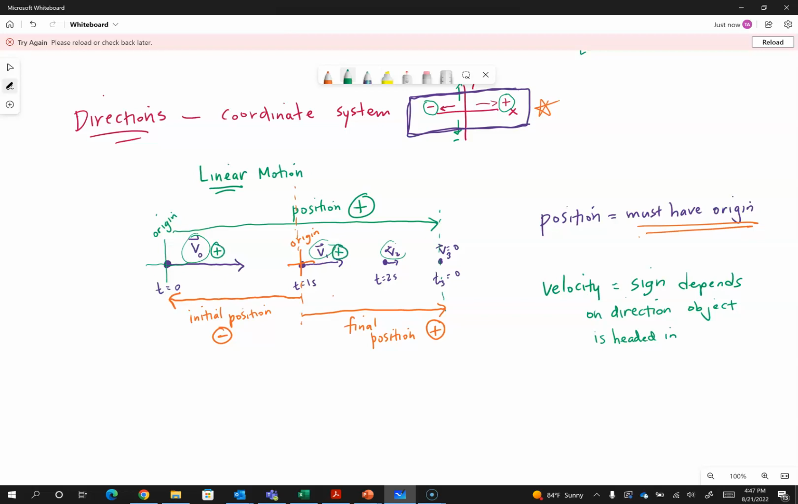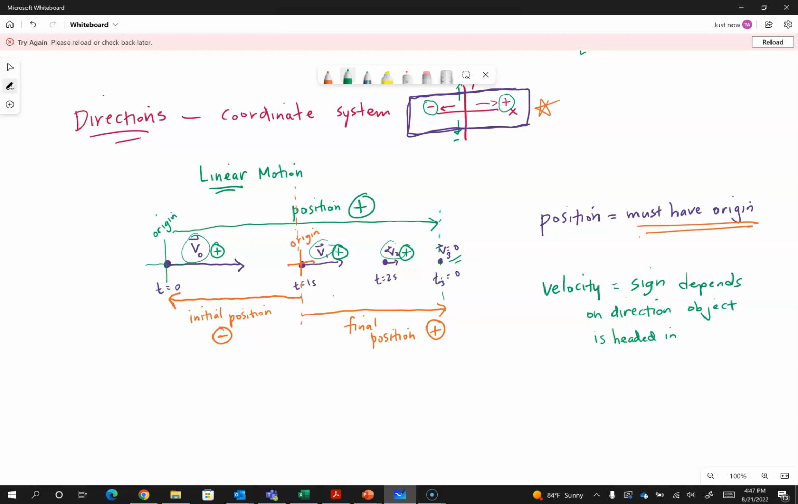At time equals 1 second, it is still a positive velocity. It's not as big, the numerical value is smaller, but it's still positive simply because the arrow points to the right. Same with time equals 2 seconds. It's a positive velocity because this car is still headed to the right. Now, when we say velocity 0, we don't need plus or minus because that doesn't have a meaning. It's not moving at that moment, so right or left doesn't have a meaning.